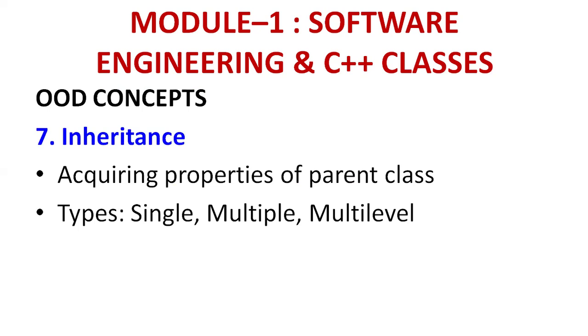So that is one of the simple examples which you can understand, and based upon that you can write some simple codes, simple programs, and convey them to the examiner. Acquiring the properties of a parent class, that is actually having the peculiarity of the child class. Types are single, multiple, multi-level.